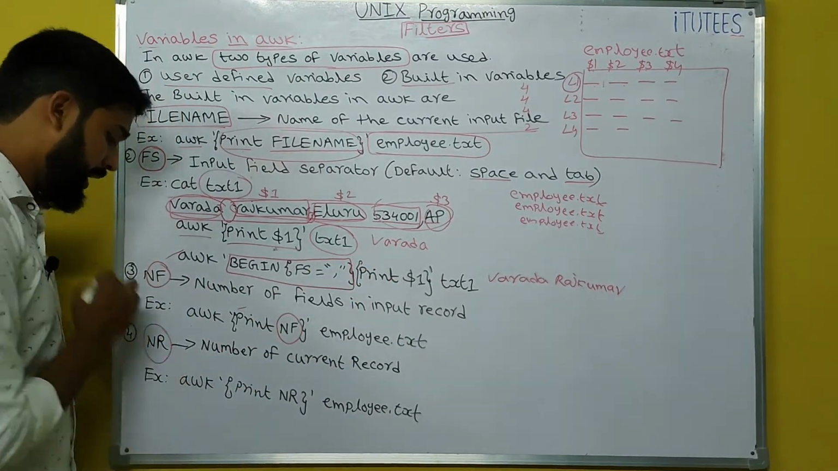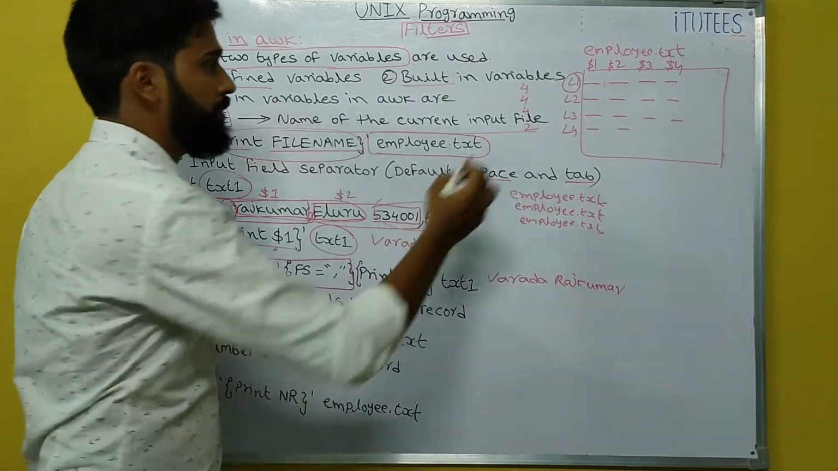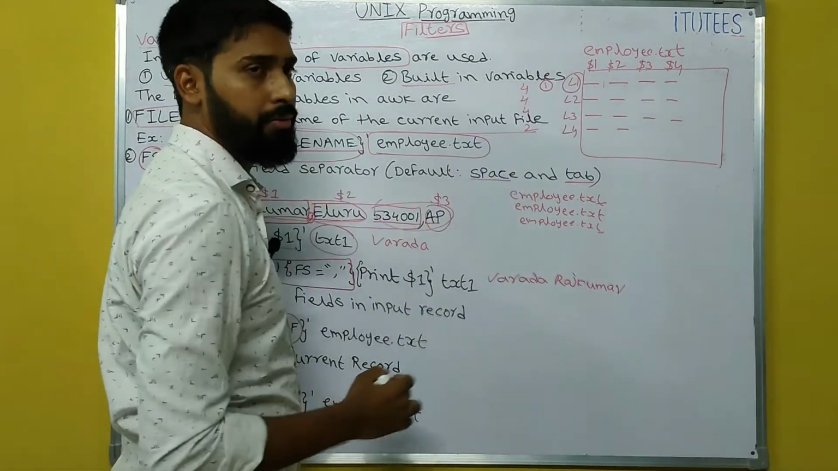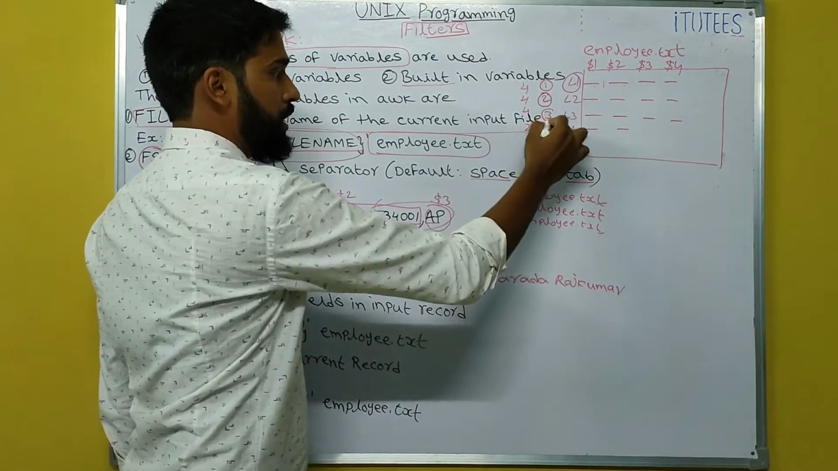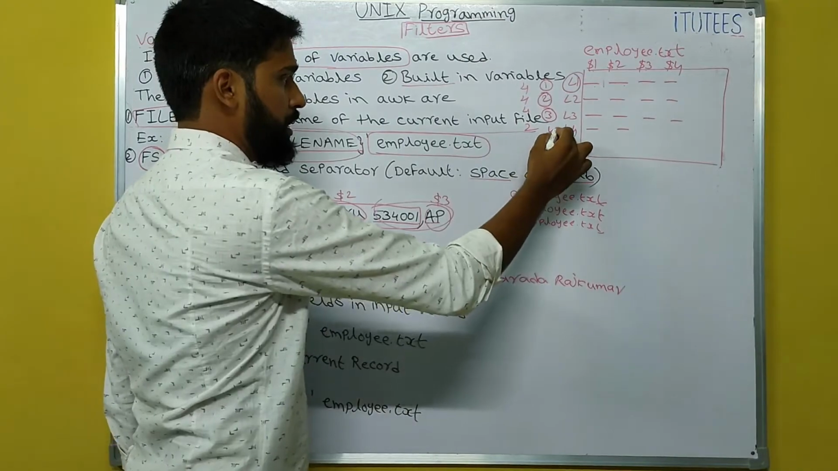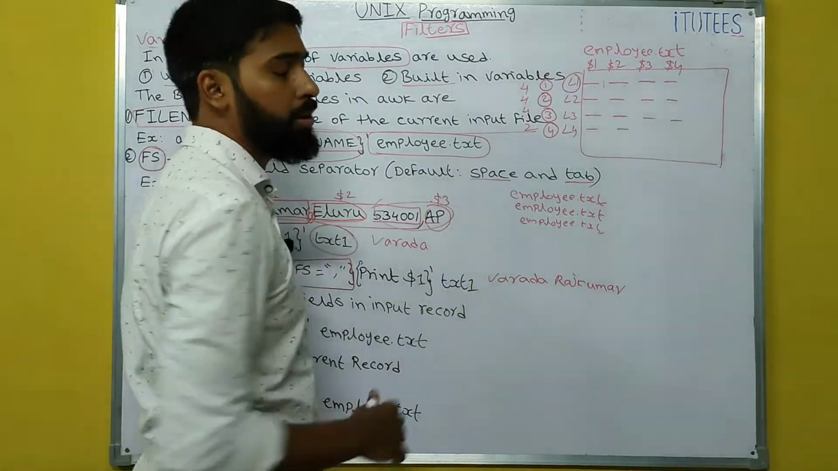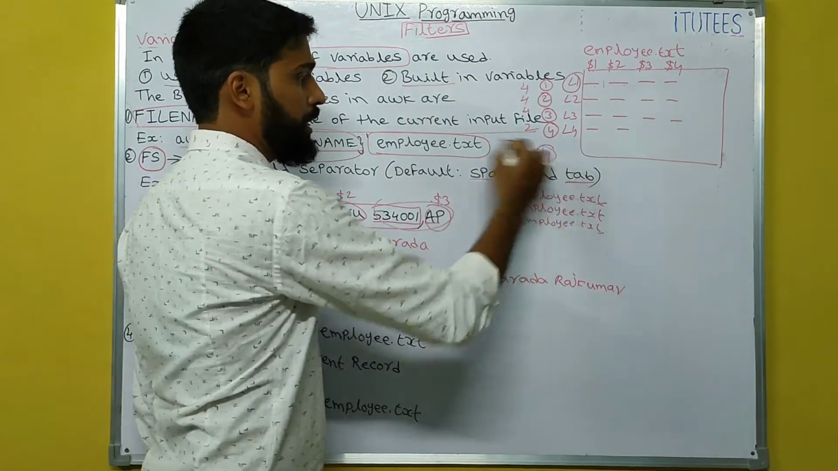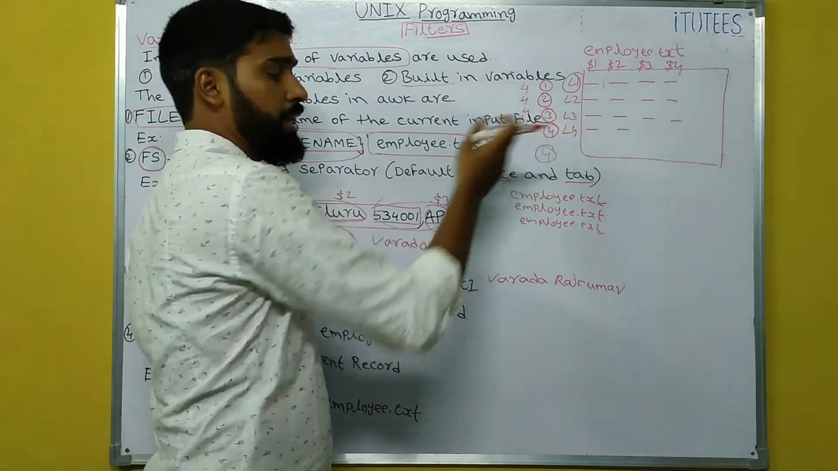Next one, NR. NR means number of the current record. So for the first line, what is the record number? 1. For the second line, what is the record number? 2. For the third line, what is the record number? 3. For the fourth line, what is the record number? 4. So how many records are available in this employee.txt? 4 records. How can we identify? What is the last NR value?